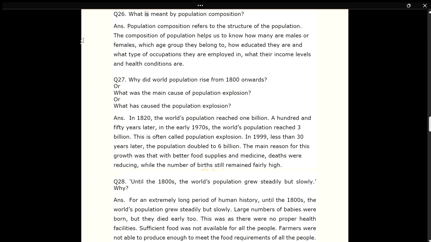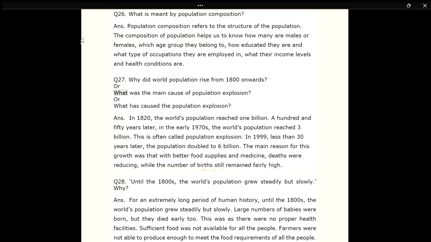Q26. What is meant by population composition? Ans. Population composition refers to the structure of the population. The composition of population helps us to know how many are males or females, which age group they belong to, how educated they are, and what type of occupations they are employed in, what their income levels and health conditions are.